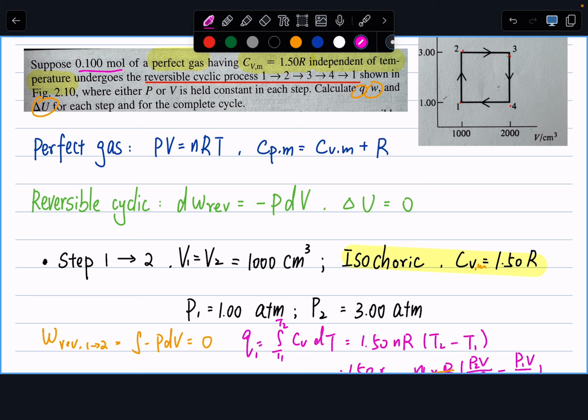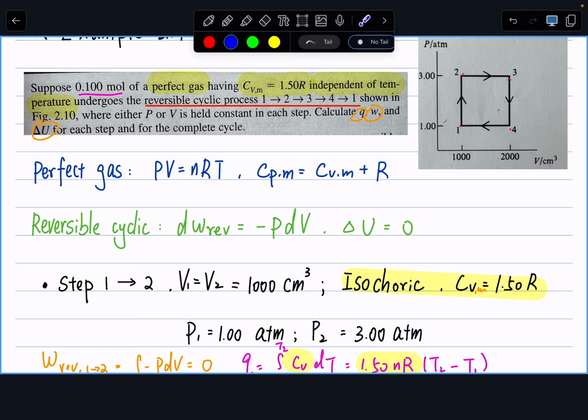Oh, this 1.5? This one is your CV. Why do we know we want to use CV? It's because we observe the process being an isochoric process where your volume is not changing. So for an isochoric process, we're using the isochoric heat capacity, which is CV. In this case, the CV value is given in the problem, so we're just plugging in the numbers. But you want to get familiar with all these terms and definitions so you know what is the right number to plug in.